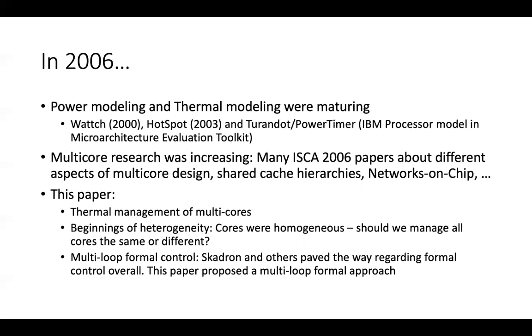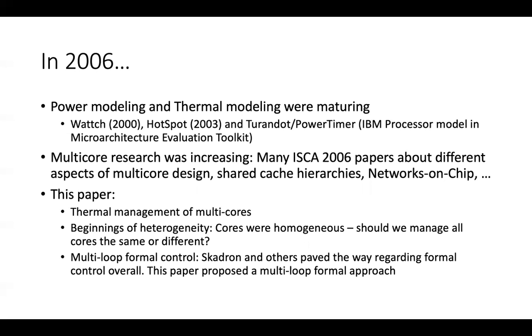So let's start by going back to 2006. Power and thermal modeling tools were maturing. We built upon frameworks including Watch and Hotspot, papers which incidentally won this ISCA Test of Time Award in 2015 and 2018, respectively. As for where we were on multi-core chips, remember this is before even the release of Intel's Core 2 Duo family. Mid-2006 was only shortly after the introduction of its predecessor, Core Duo, and comparable offerings in AMD's Athlon and Opteron lines.